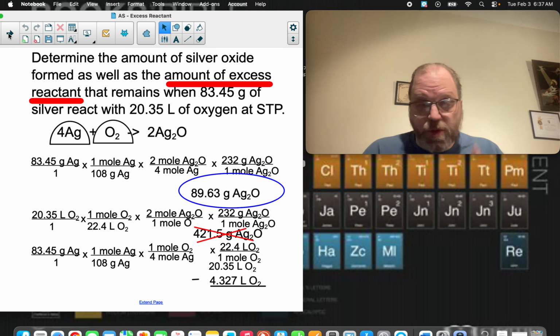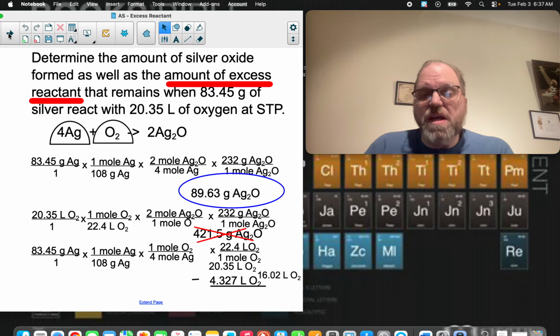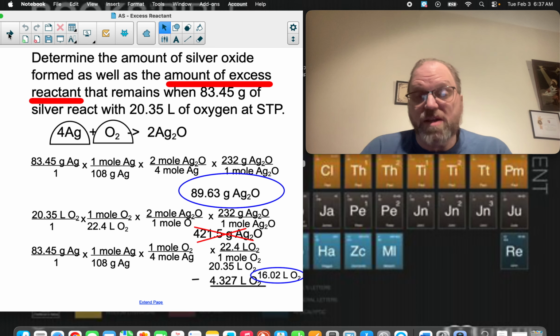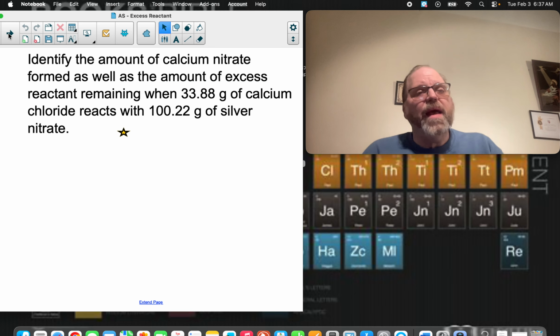Last fill column, subtraction. We get an answer of 16.02 liters of oxygen, and that's the amount of excess oxygen that we have. All right, awesome. Let's try another one.